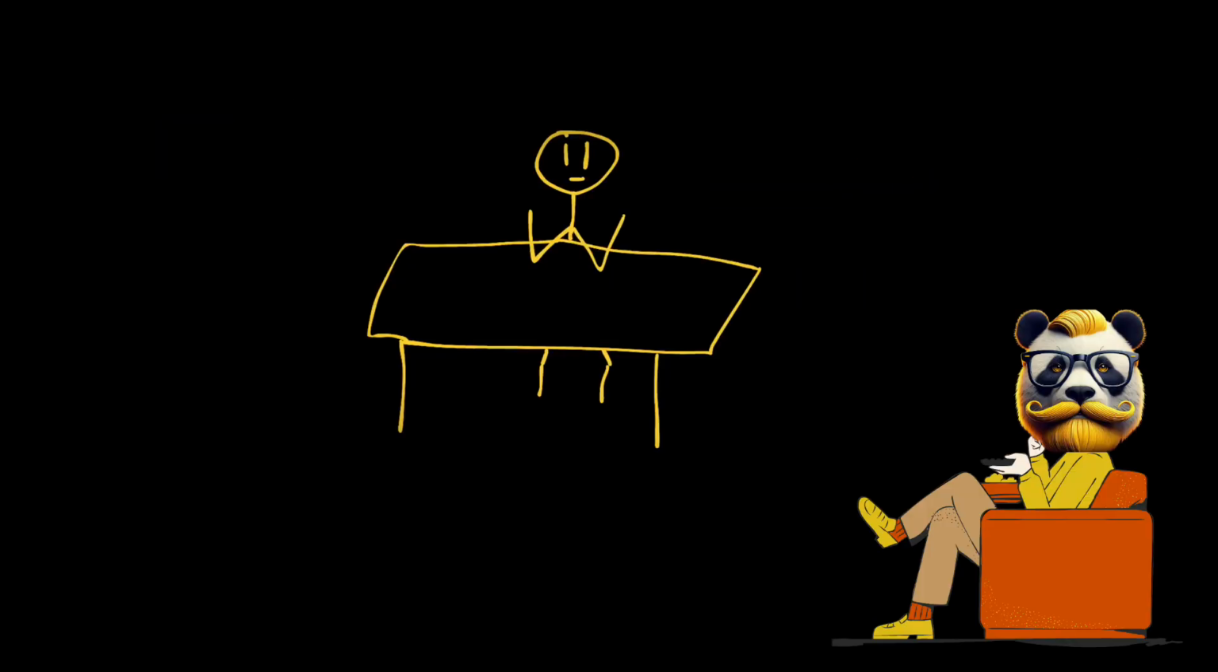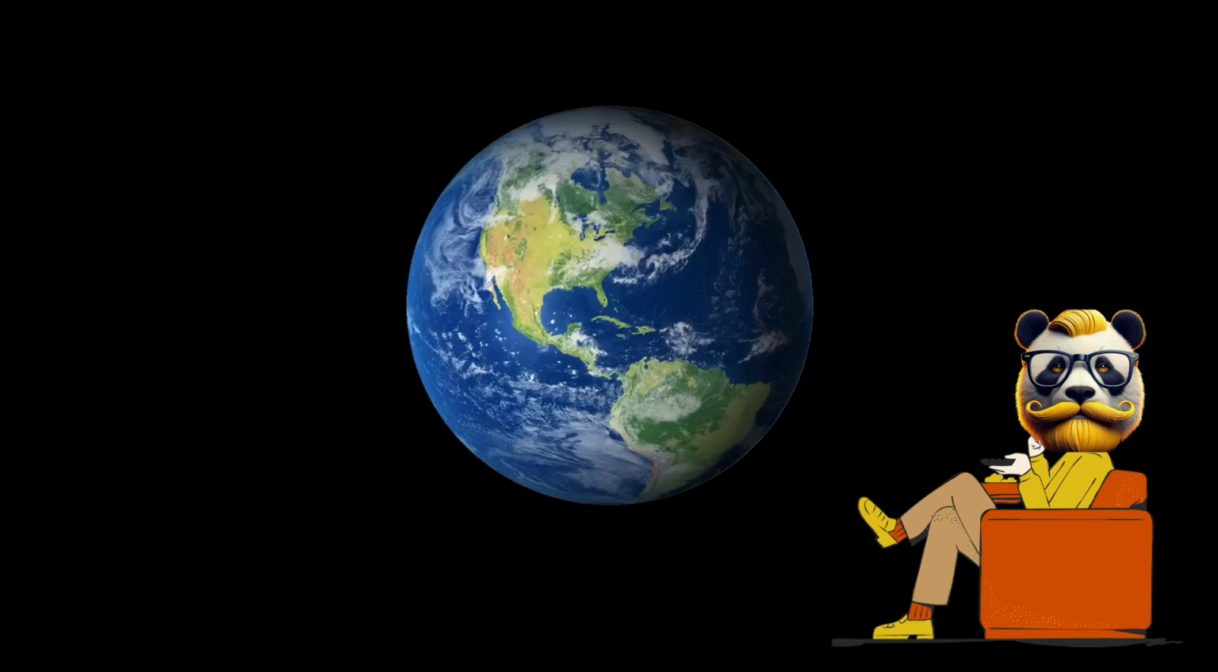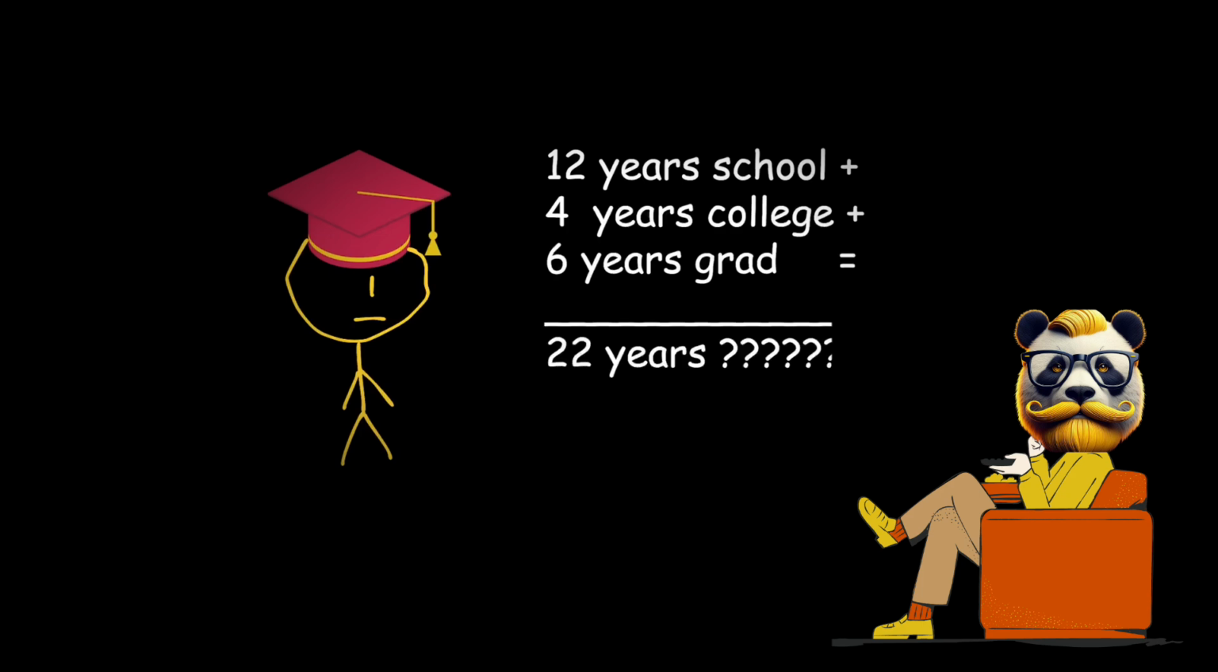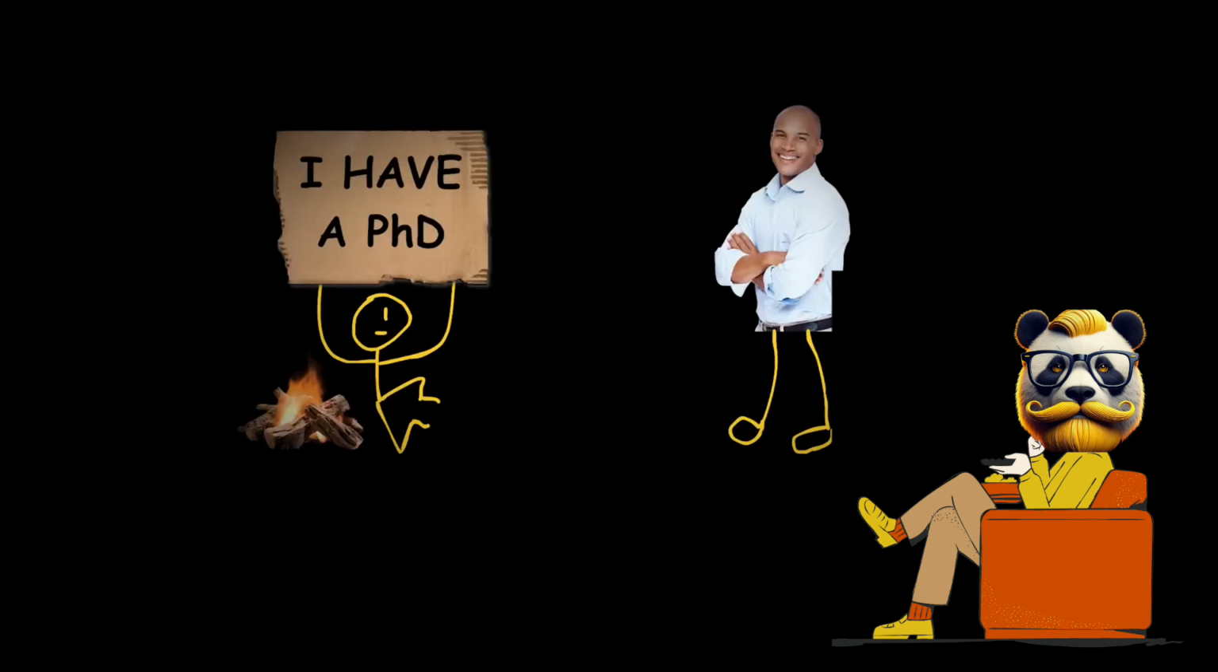Let's watch. So you want to become smart. In most of the world, you're told that it takes 12 years of school, plus 4 years of college, plus 6 years of graduate school to become smart. But what you actually become is homeless.